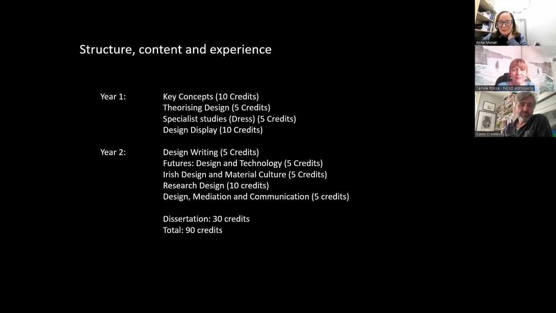What you see here is a list of modules that we offer as part of the MA, and students would do all of these modules as part of the program. The course is set out over 2 years. It's part-time, and students will attend on 1 day per week, and I have another slide later which gives more information on that. But the course itself covers roughly from 1700 to the present day.